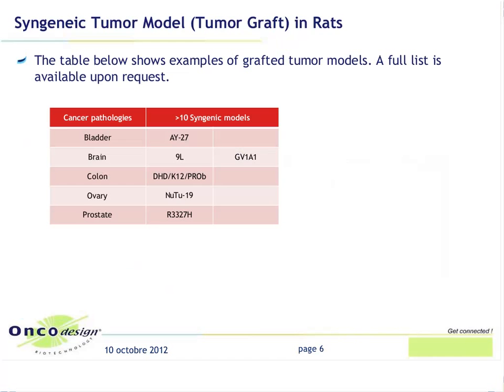At Oncodesign, we propose a large variety of Syngeneic tumor models on Wistar, BD9, Fisher, and Copenhagen rats, issued from bladder, brain, colon, ovary, or prostate tumor cell lines. The table shows a non-exhaustive example of classic grafted tumor models. A full list is available upon request.